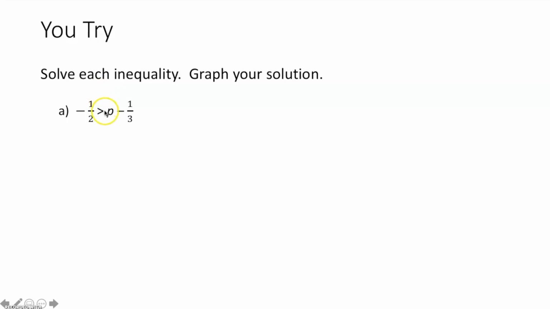Next, we move our variable to the left. So how do I do that? Remember, it's the beginning of the problem, so I just flip our inequality. I'm going to put p minus 1/3 over here. I'm going to put negative 1/2 over here, and I flip my inequality sign as well.